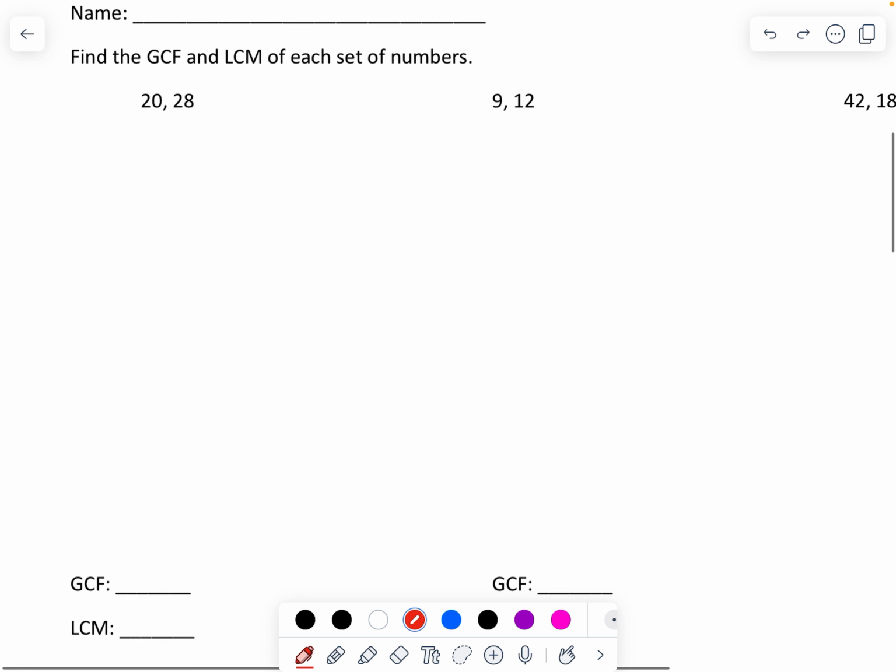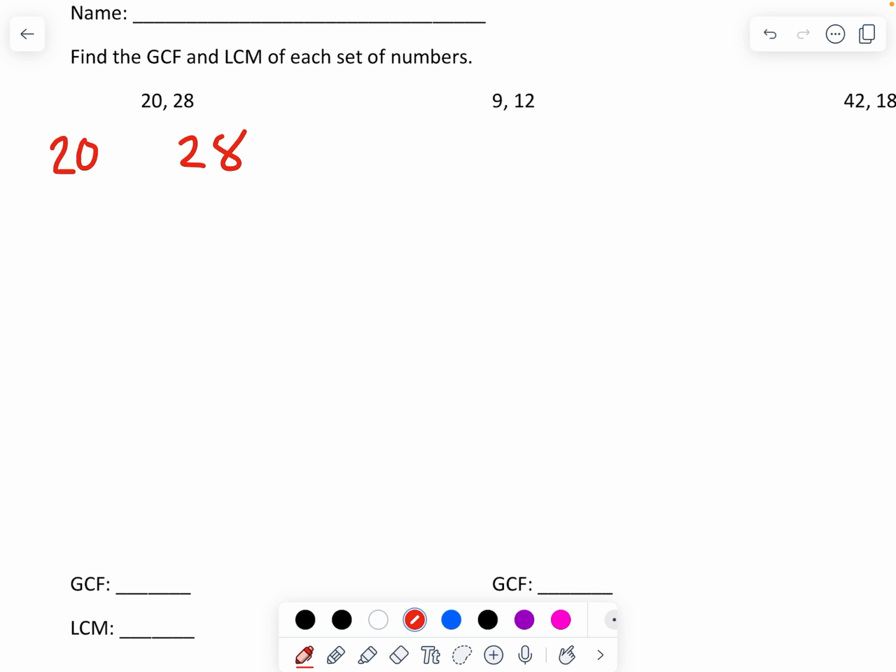So we have 20 and 28. Remember, to solve these, we're going to use our prime factorization, so our factor trees. So I'm going to put 20 over on the left, 28 over on the right. And then you're going to do this like normal, which most of you are very good at. It's just the GCF and LCM that I want to work on today.